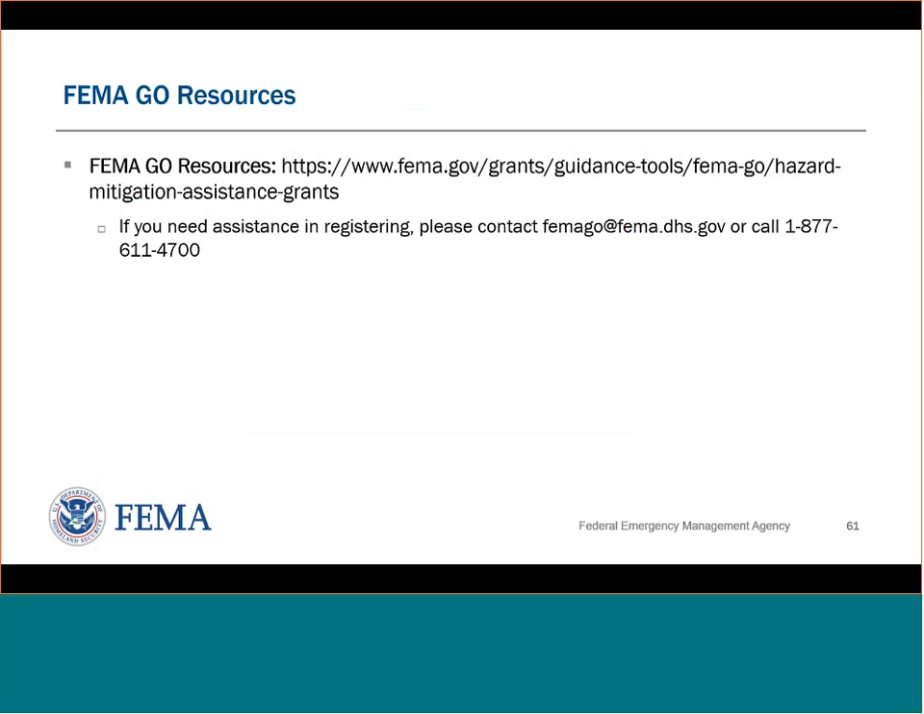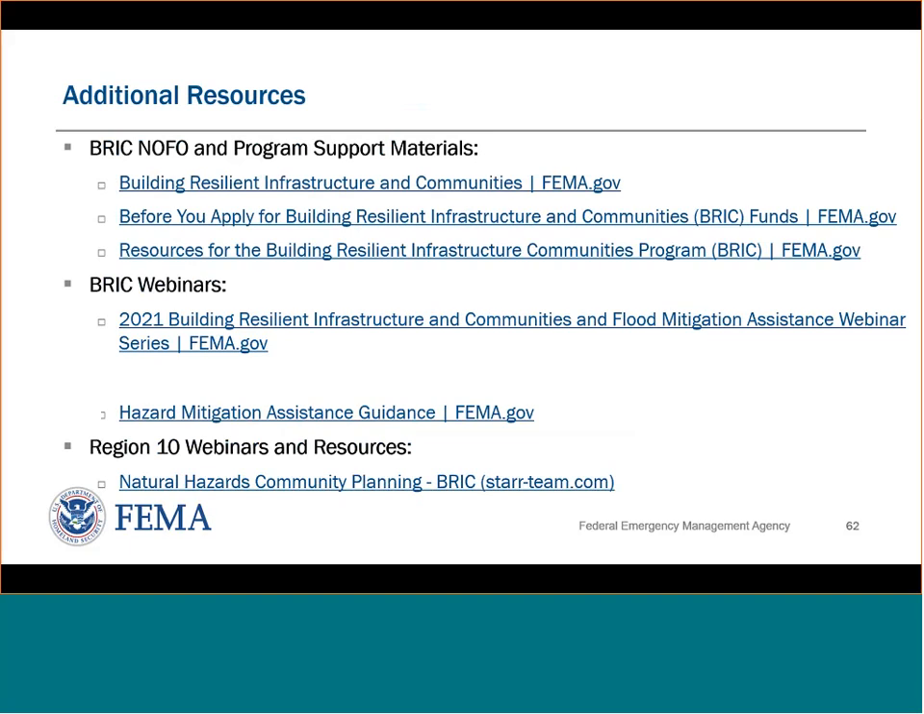So now we have some resources. This is the website for FEMA Go, where you manage the grants and subgrants. And if you need assistance registering, you can email femago@fema.dhs.gov or call 1-877-611-4700. Next slide, please.